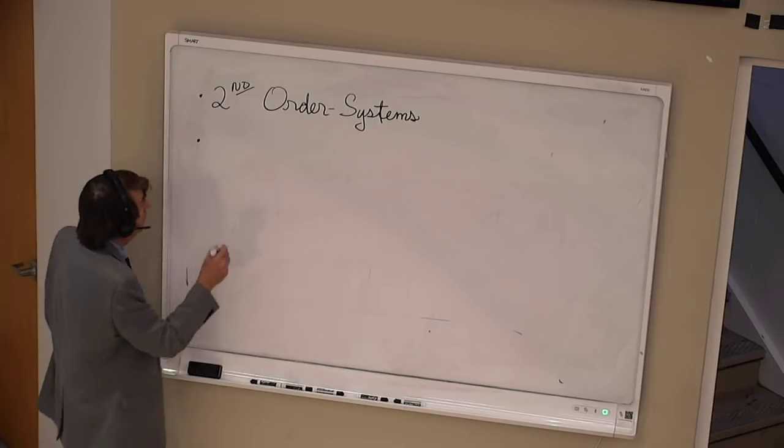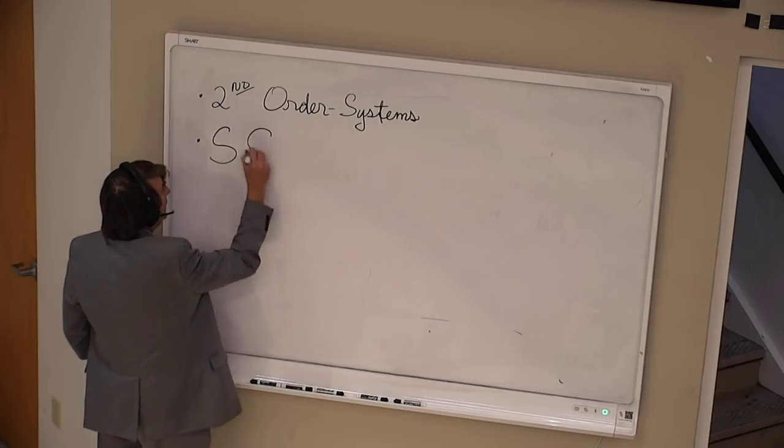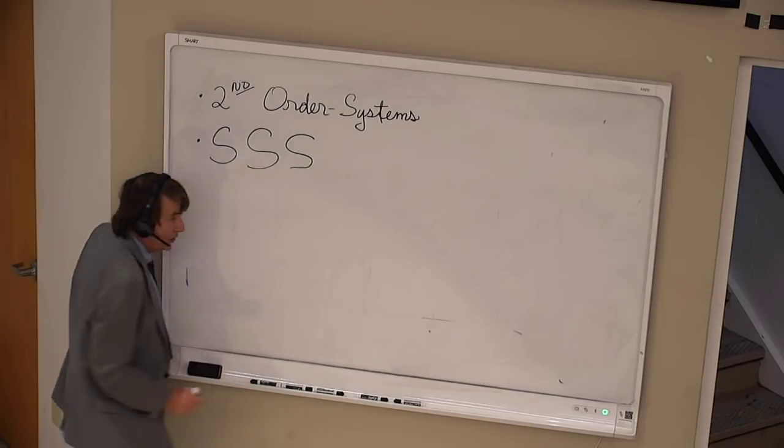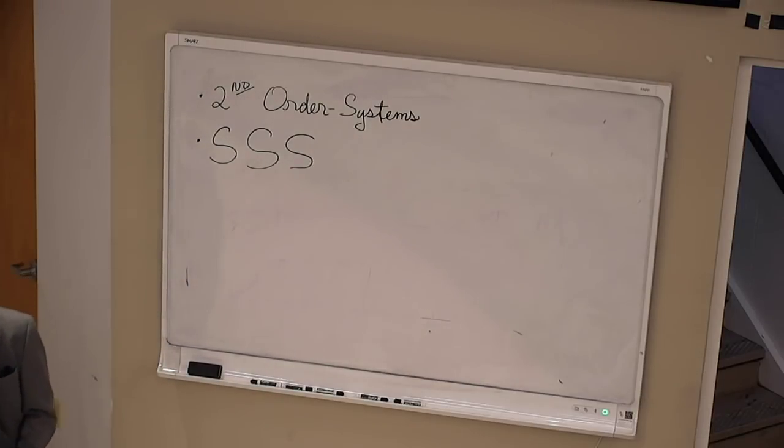Now, next step, sinusoidal steady state. If you don't mind, I'm going to use the EE acronym, SSS. Sinusoidal steady state. Now, there's probably going to be two problems on this. Okay, don't hold me to it, but that's my guess.